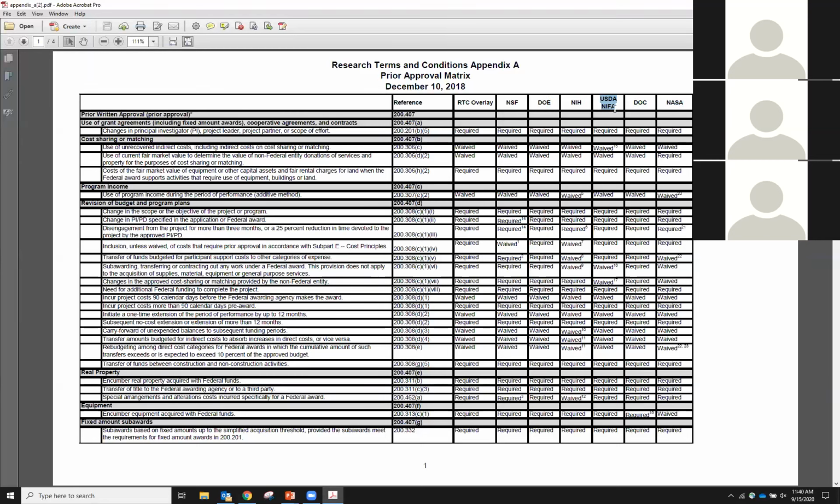And like USDA, it's only the NIFA, I think. Is that a department within USDA? I forget. It's either a funding mechanism or a department within USDA. It's not the whole USDA. So you have to make sure that you're talking about NIFA.